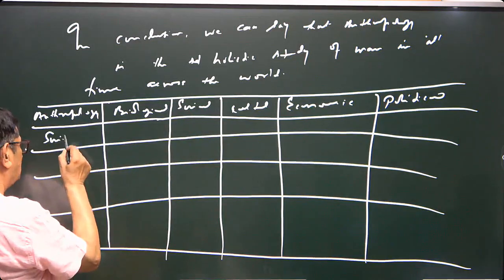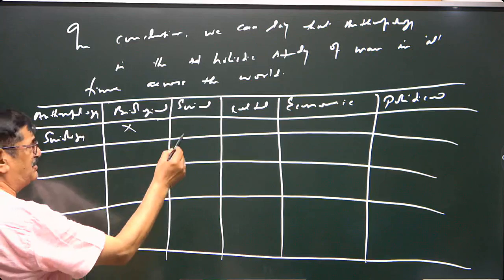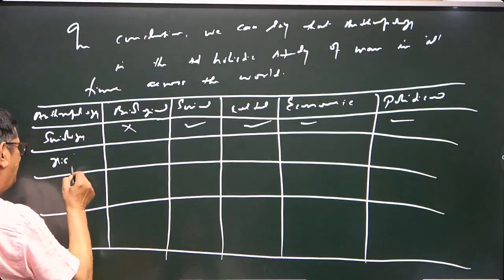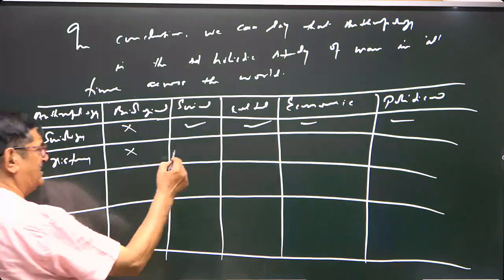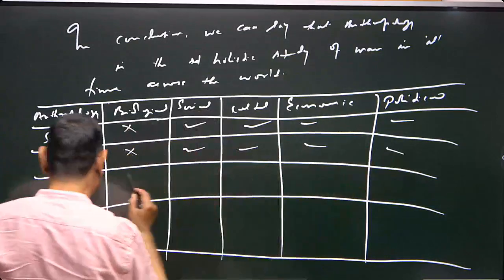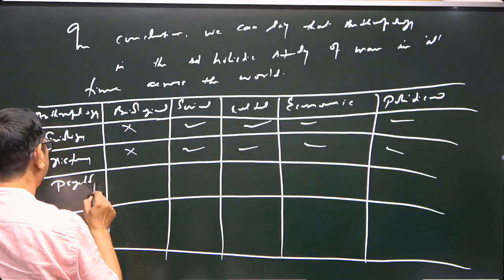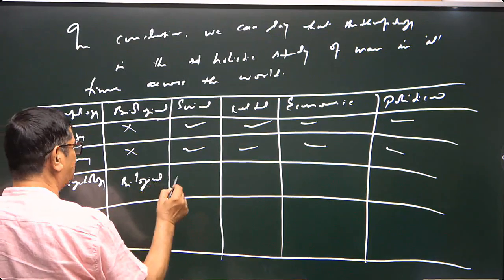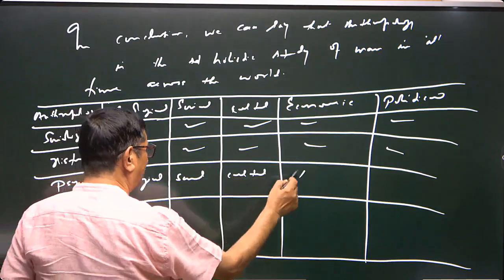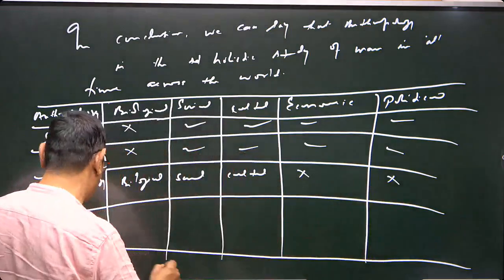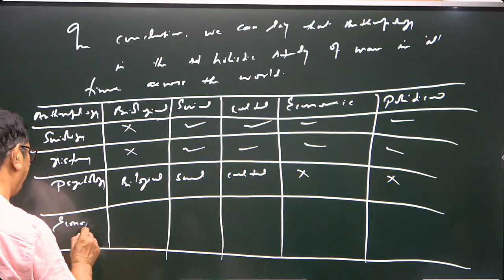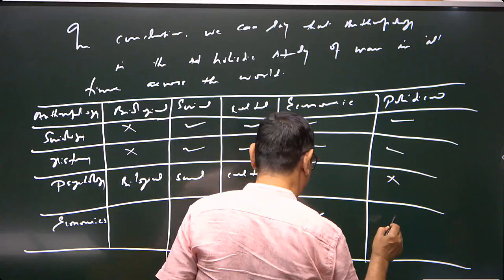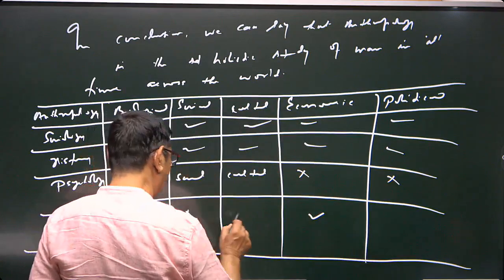Sociology ignores the study of the biological aspect. History also ignores the study of the biological aspect. Psychology studies the biological, social, and cultural aspects, but ignores the economic and political aspects. Economics focuses on economic issues and ignores other aspects.